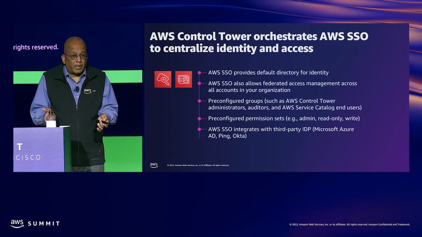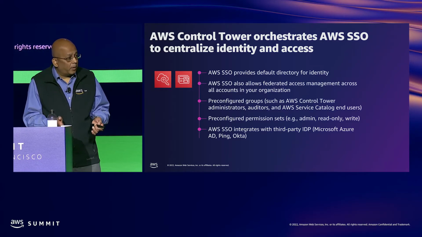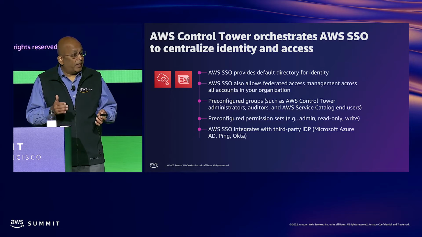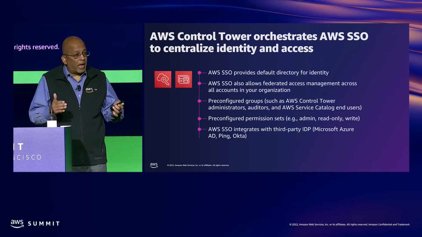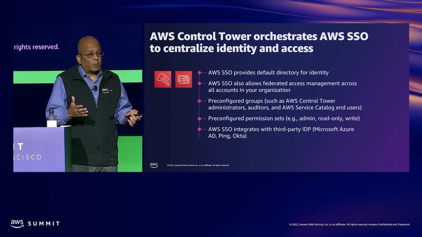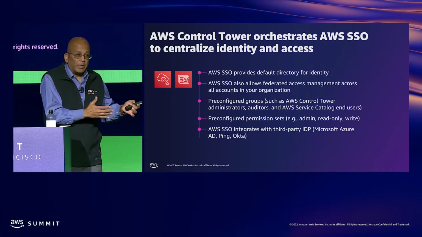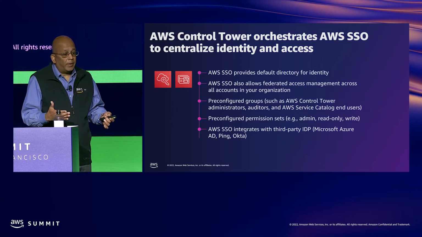We integrate with third-party IDPs like Azure AD and Ping and Okta. And what this allows you to do is then, because you can synchronize these directories, you can have the users already set up as part of your new AWS organization ready to go, right?